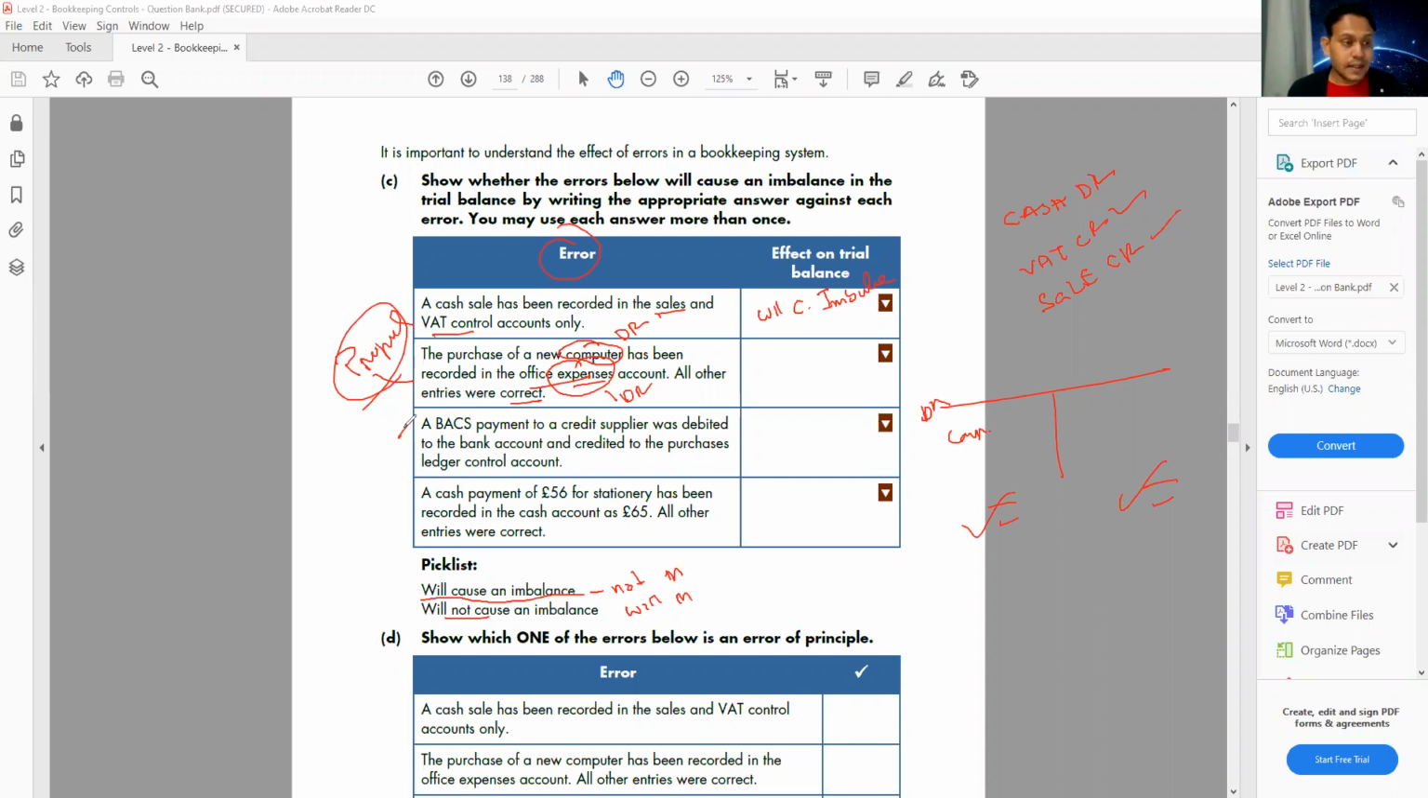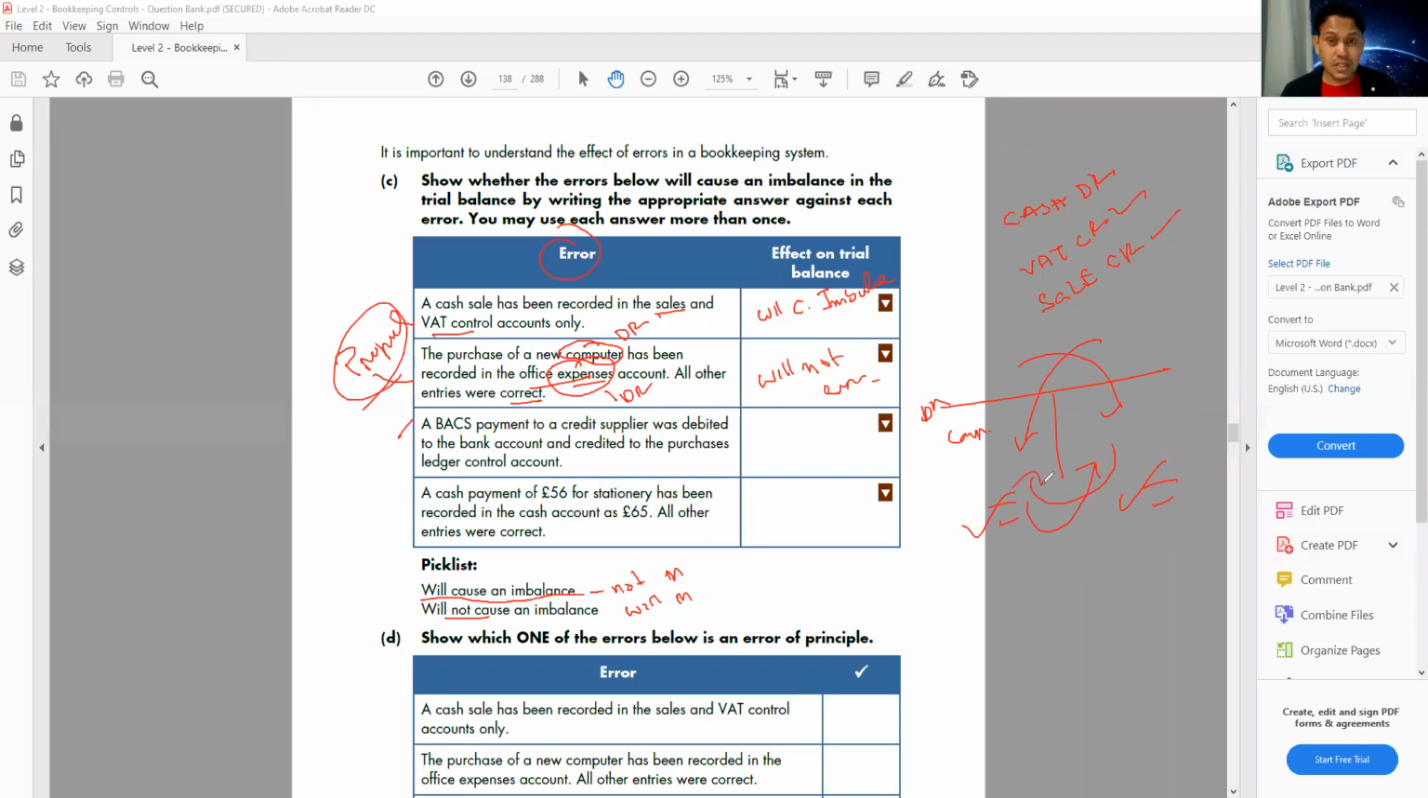Okay, the next one is saying will not cause. Okay. Number 3, the third one is saying a bank's payment to a credit supplier was debited to the bank account and credited to the purchase ledger account. What do you think? We did opposite. It's supposed to be purchase ledger control debit and bank credit, but we did opposite. So the bank supposed to become here and the purchase ledger control here, but we did opposite. We took the purchase ledger control there and bank bring here.